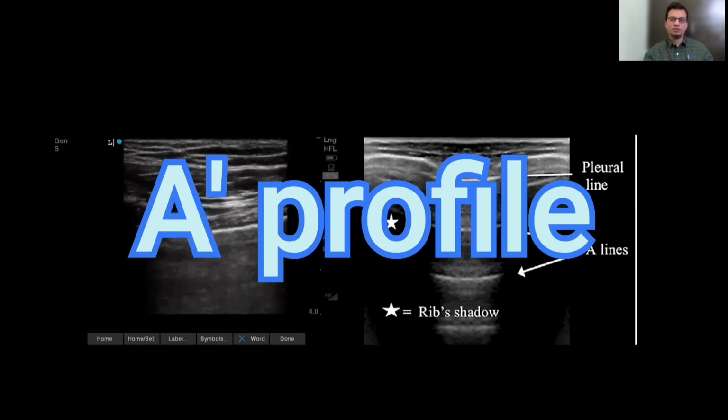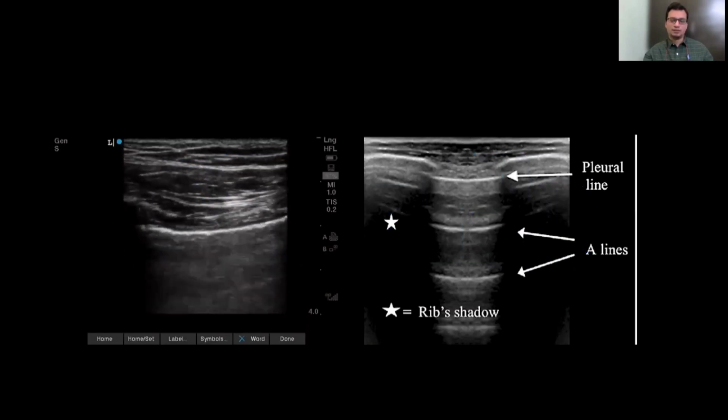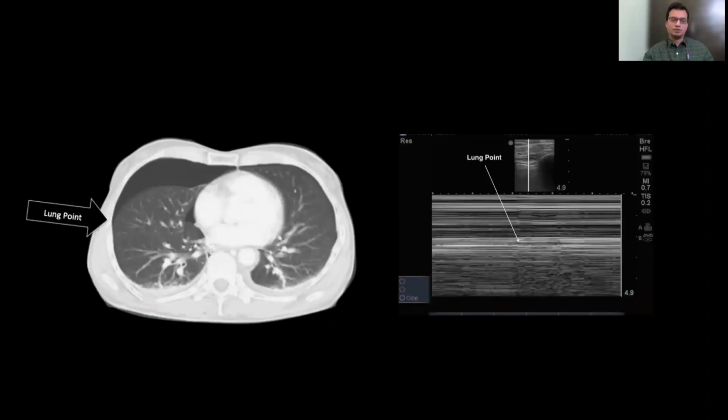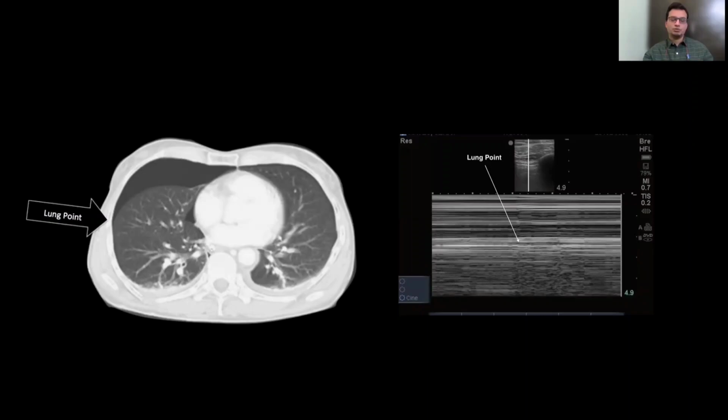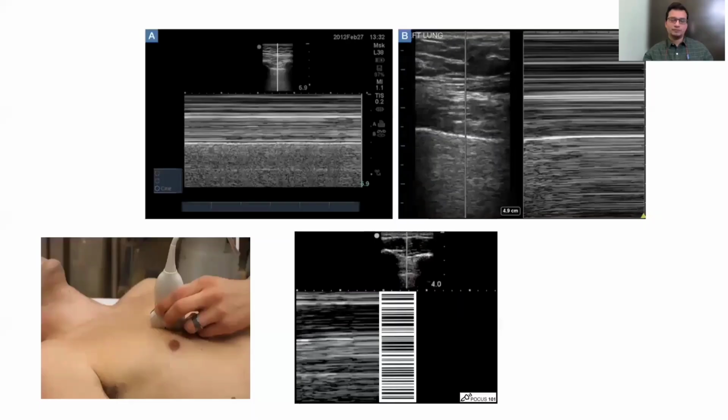In the presence of a pneumothorax, the visceral and parietal pleural spaces are separated like this, and where they are not separated is called the lung point. The point at which these two surfaces meet is known as the lung point here. Lung point is sensitive and very specific, or pathognomonic, of pneumothorax. You should be able to find it.